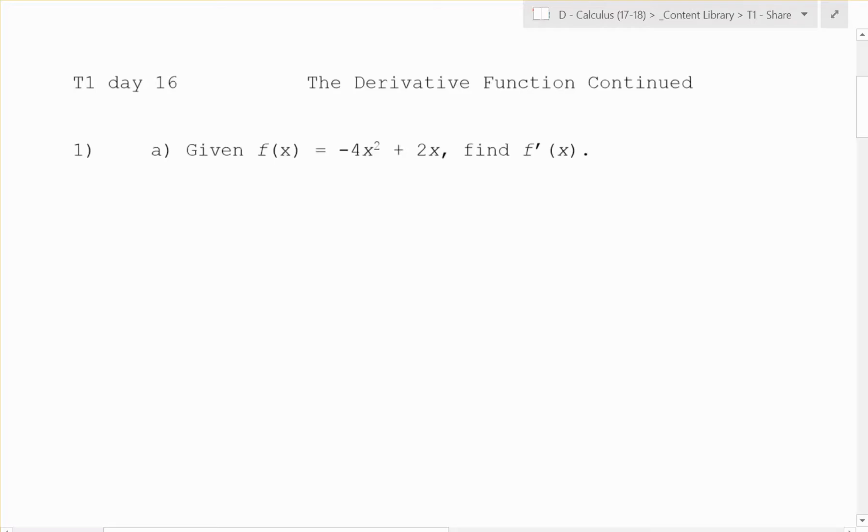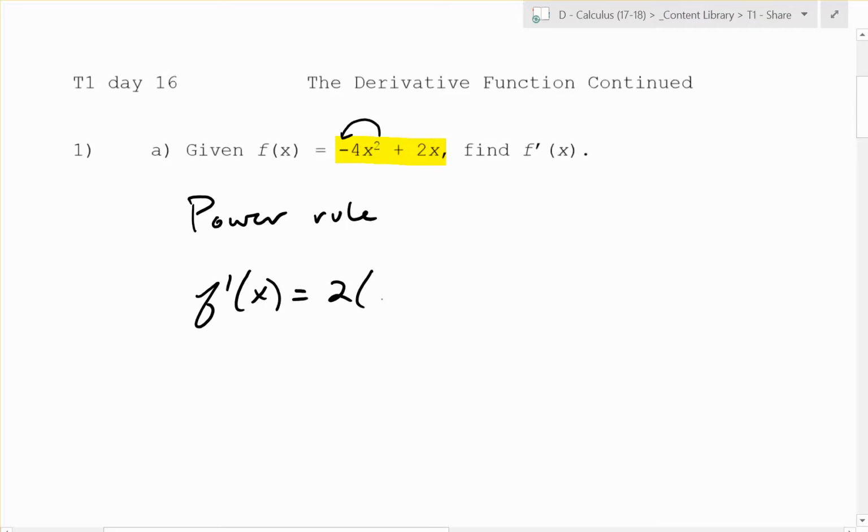First, we're going to find the derivative of this nice, wonderful polynomial, negative 4x squared plus 2x. And we're going to use the power rule for this. It's relatively straightforward, where you drop the power to the front, reduce it by 1. So what's going to happen is you're going to end up with f prime. You drop the power to the front, and that negative 4 stays there. The x becomes x to the first because 1 is 1 less than 2.